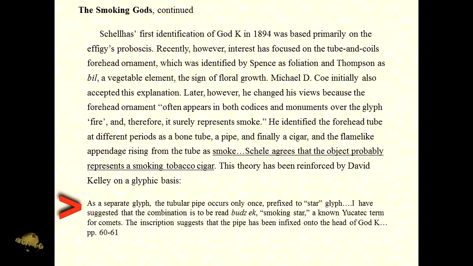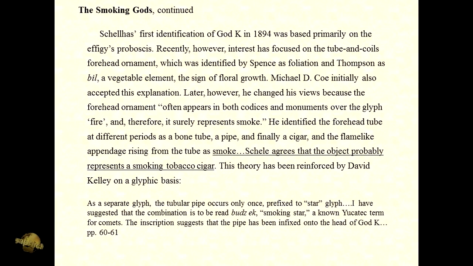As a separate element, the tubular pipe occurs only once, prefixed to the star glyph. I have suggested that the combination is to be read Buds Ek, which means smoking star, a known Yucatec term for comets. The inscription suggests that the pipe has been infixed into the head of God K.